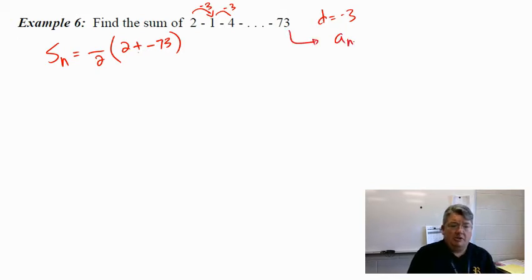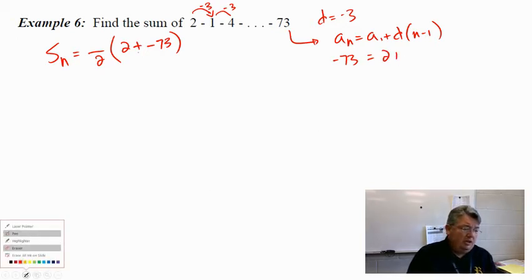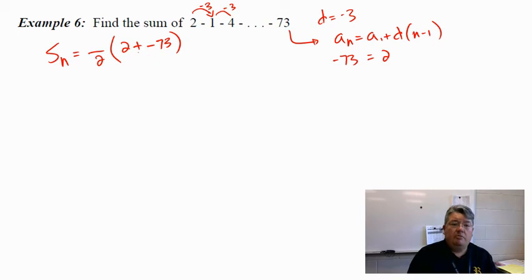Use this formula. A sub n equals the first term plus the difference times n minus 1. Think about it. A sub n, that's this negative 73, is equal to the first term, that's 2, plus the difference, a negative 3, times n minus 1. I don't know n. So I can solve this. Negative 73 equals 2 minus 3n. Negative 3 times negative 1 is a positive 3. Negative 73 equals 2 plus 3 is 5 minus 3n.